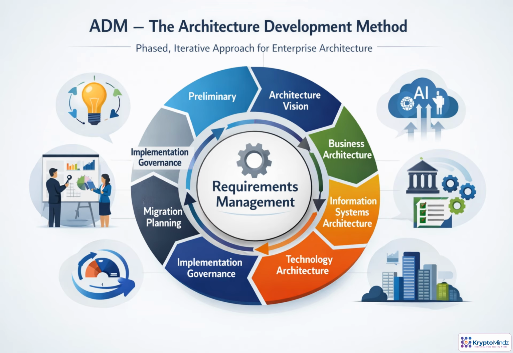At the center of TOGAF is the ADM, the engine of architecture work. It starts by preparing the organization, then moves through architecture vision, business architecture, information systems architecture, and technology architecture. From there, architects identify opportunities, plan migration, govern implementation, and manage change. But this is not a one-way waterfall. Requirements stay central, so every phase is checked against business needs and stakeholder priorities. When risks, constraints, or strategy shifts, the method can loop back. That makes the ADM adaptable for agile delivery, cloud programs, AI initiatives, and regulated environments. We'll unpack each phase later.